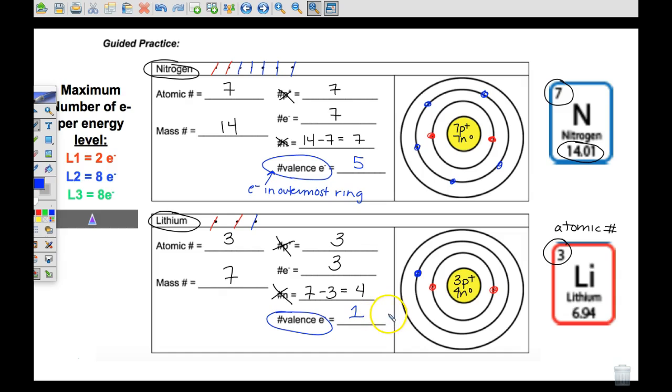Now a question I want you to ponder is that I only used 2 energy levels for nitrogen, but I also used 2 energy levels for lithium. Looking at the periodic table, what do lithium and nitrogen have in common in terms of their placement?